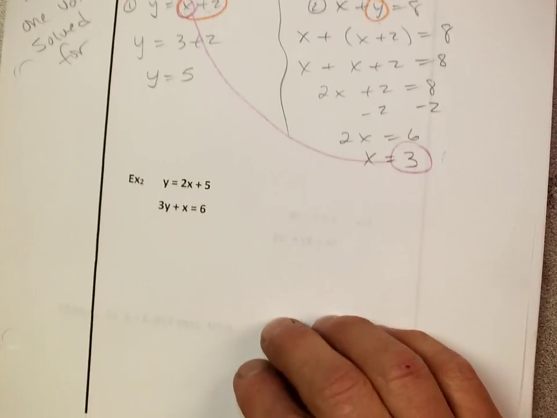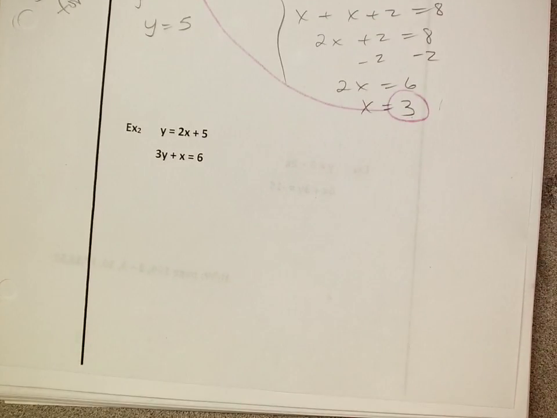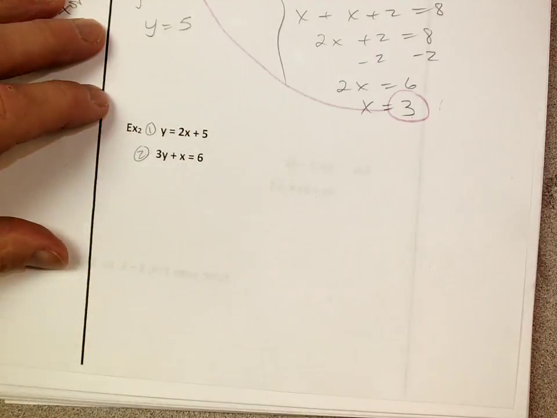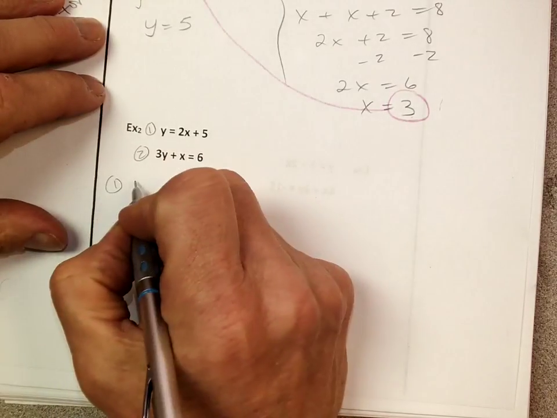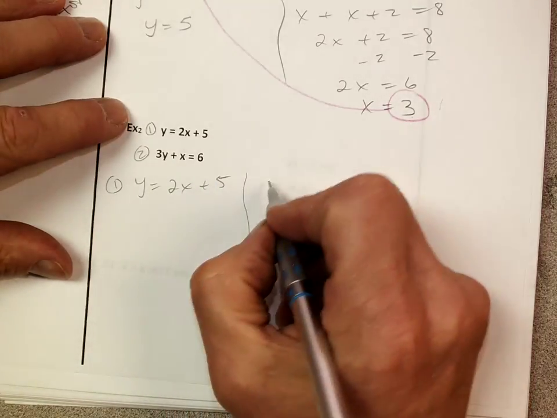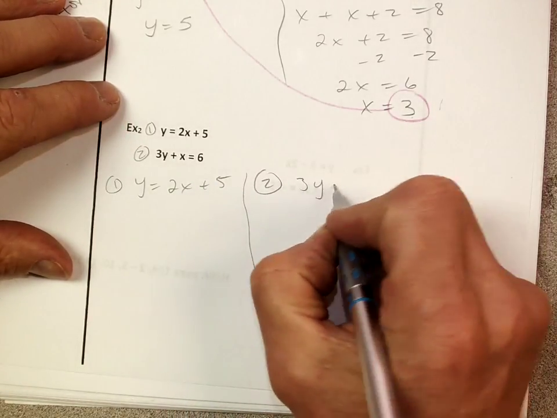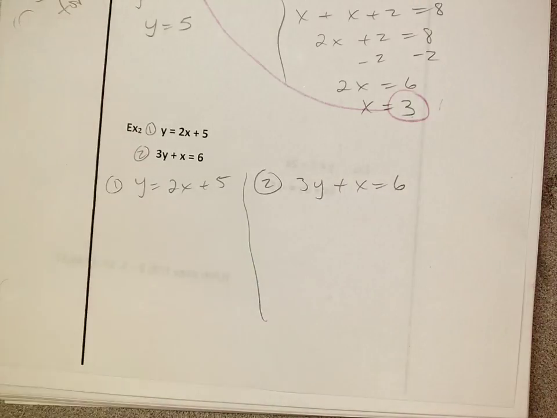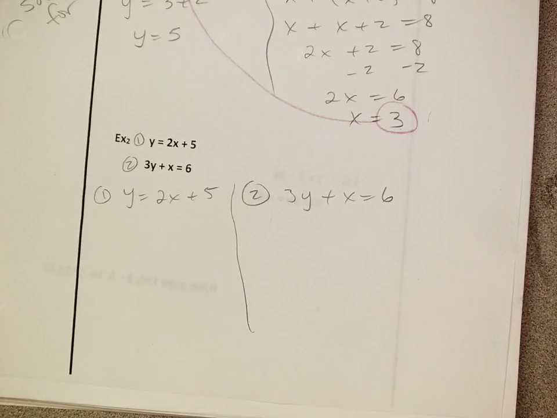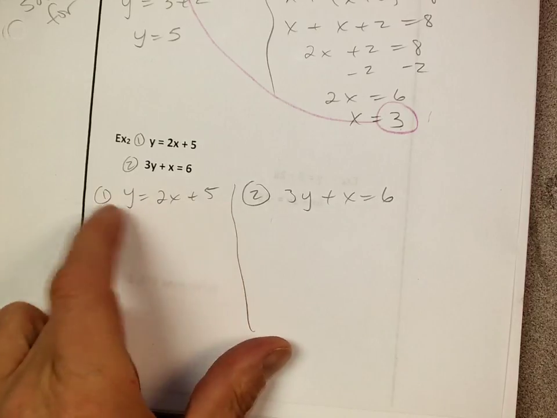All right, example 2. Let's do it again. So again, I've got equation 1, I've got equation 2. So I'll write equation 1, y equals 2x plus 5. And equation 2 will have 3y plus x equals 6, all right? So when I do substitution, again, I like to write them side by side because I need room to work, right? That's why I write them side by side. And then I need one of the two variables to be solved for. Fortunately, I already have it. y equals, right? I already have it. So this one's pretty easy.